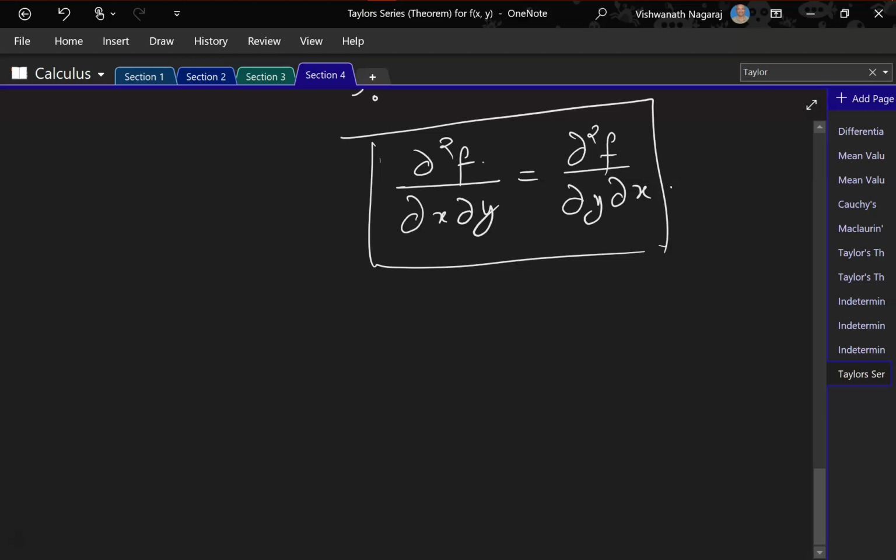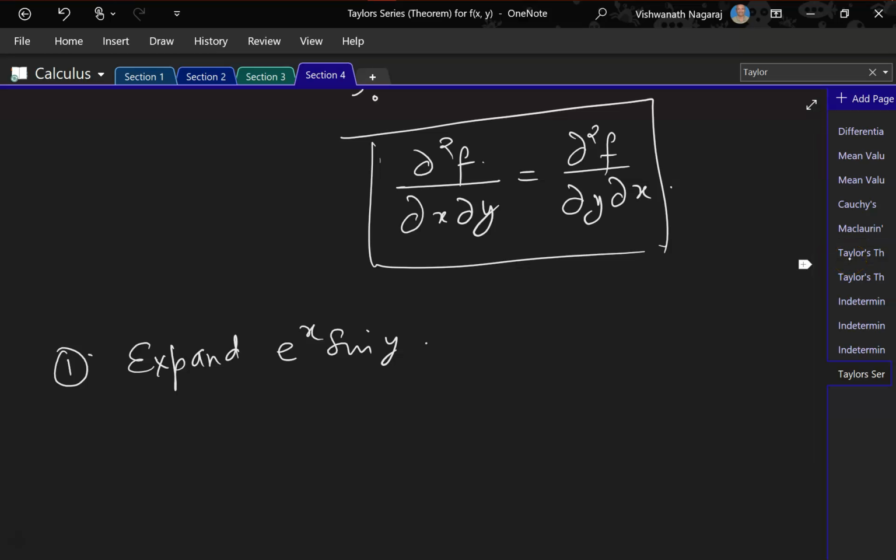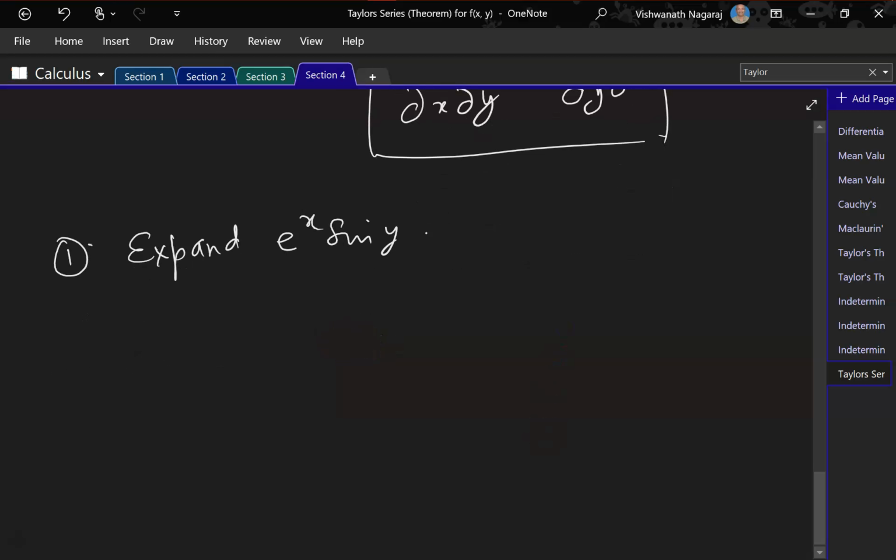how it works out. So let's say we have to expand e to the power of x sine y. So previously, if you have noticed in our previous session on Taylor's theorem, we would not have found x and y. We would have got it as f of x is equal to sine x, or an expression with a single variable. Now we have two variables. Okay, so let's start off.